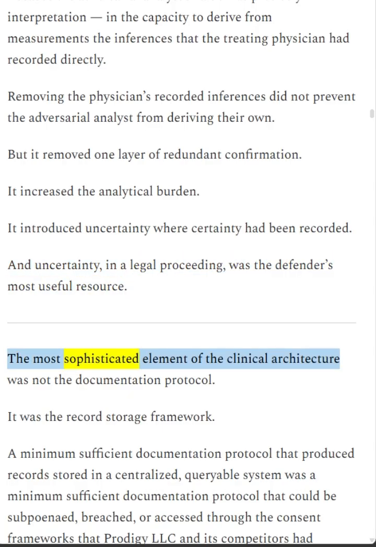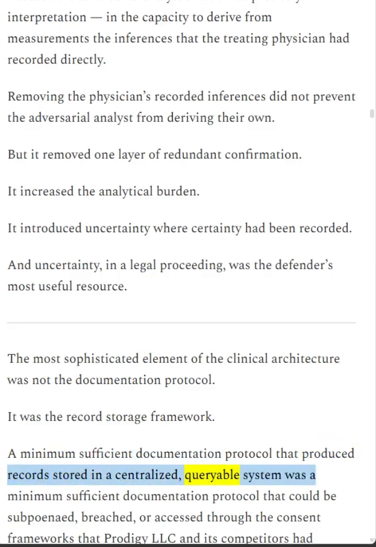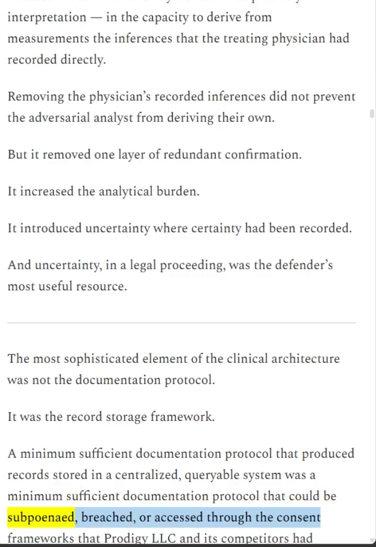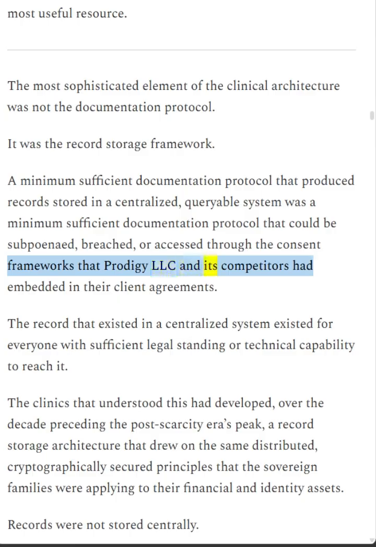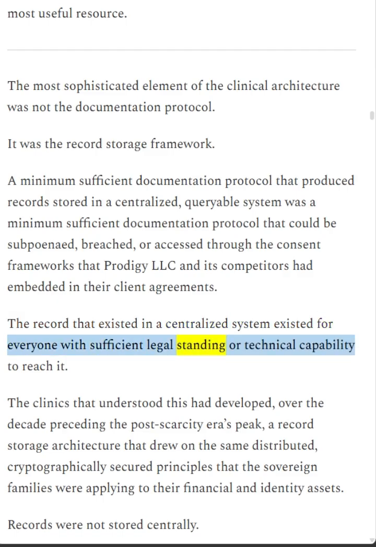The most sophisticated element of the clinical architecture was not the documentation protocol. It was the record storage framework. A minimum sufficient documentation protocol that produced records stored in a centralized, queryable system was a minimum sufficient documentation protocol that could be subpoenaed, breached, or accessed through the consent frameworks that Prodigy LLC and its competitors had embedded in their client agreements.